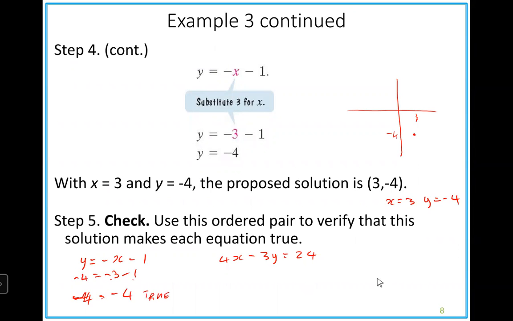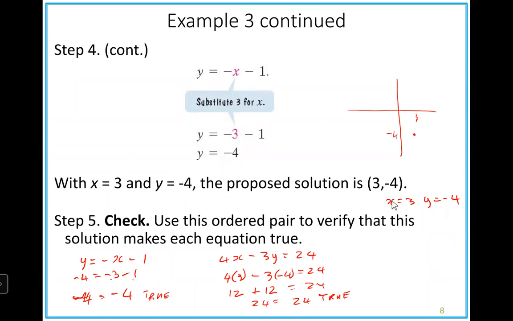And then for the second one, we're going to do 4 times x, that's 4 times 3, minus 3 times y, which is -4, equals 24. 4 3s are 12. And minus 3 times -4 gives me plus 12, equals 24. 24 equals 24. And that's true. Okay, so it works for both.